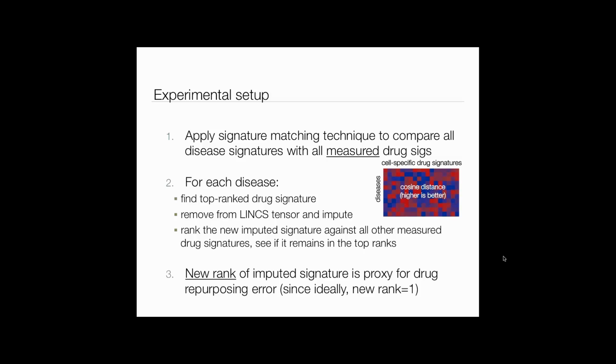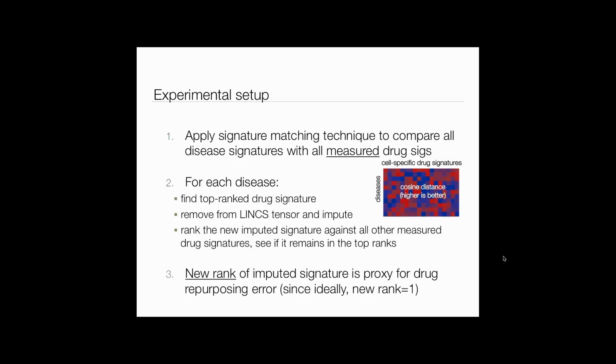Step 2 is that for each disease, I'm going to find the top ranked drug signature, remove it from the L1000 tensor, and impute it. Then I'm going to rank the new imputed signature against all of the other measured drug signatures and see if it remains in the top ranks. Going down to step 3, the new rank of the imputed signature is what I'm using as a proxy for, quote-unquote, drug repurposing error, since ideally the new rank would remain as 1.